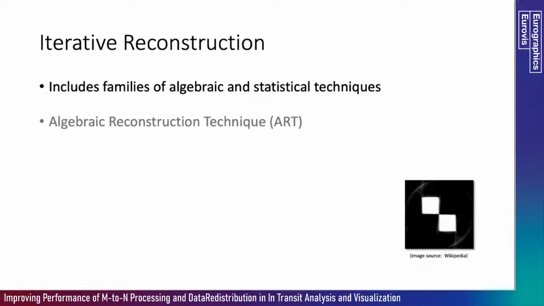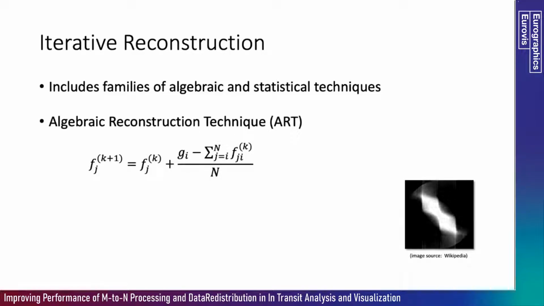As the name implies, iterative techniques converge to a solution by refining increasingly accurate estimates over several iterations. Iterative reconstruction includes families of both algebraic and statistical techniques, which fundamentally differ in the underlying methods used to compute and apply the estimates in each iteration of the algorithm.